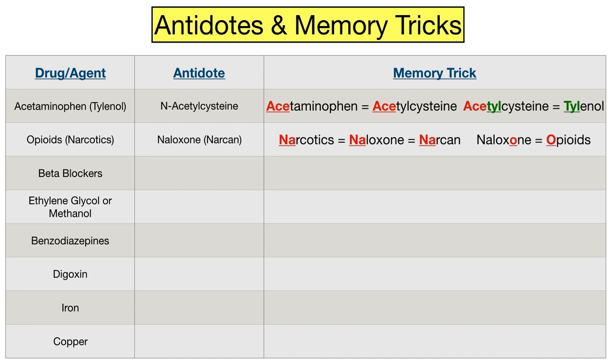The next drug class is beta blockers, which are a class of medications commonly used for hypertension or high blood pressure, arrhythmias, heart failure, among other indications. Do you know how to manage beta blocker toxicity? One of the treatments is glucagon. The way I like to remember this is BB gun. The BB stands for beta blockers, and the gun will help you remember glucagon.